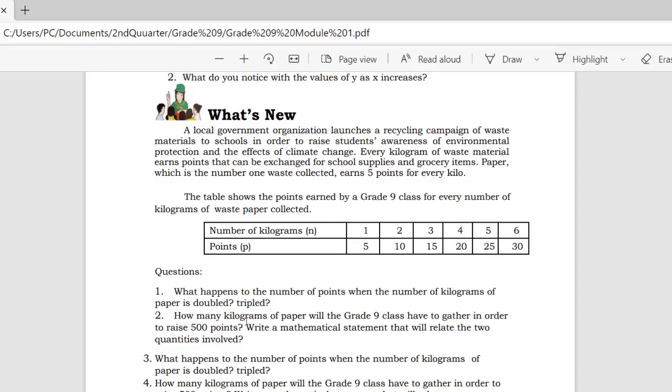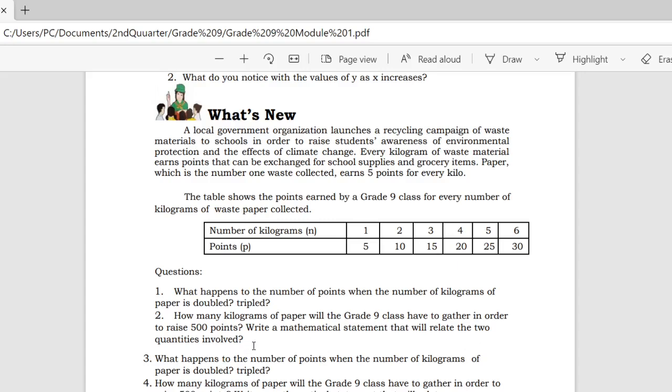Number 2, how many kilograms of paper will the grade 9 class have to gather in order to raise 500 points? So, ilang kilograms kaya dapat for you to have 500 points? So, write a mathematical statement that will relate the two quantities.